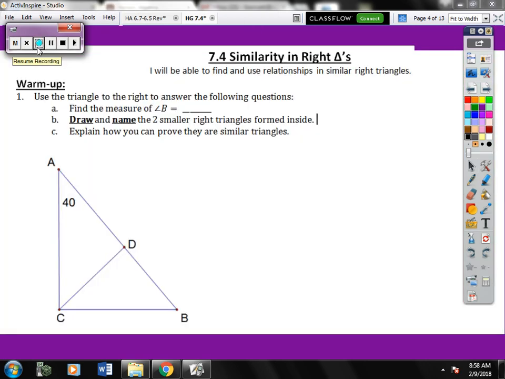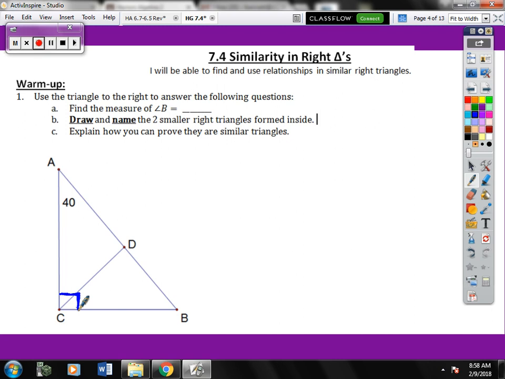So previously we were looking at similarity in any type of triangles. It could be acute, obtuse, isosceles, scalene, whatever. Today we're going to focus specifically on right triangles, and they're going to be similar right triangles that are actually falling inside of one another. So there should be a right angle box here. I don't know if there is on your paper, but there should be.